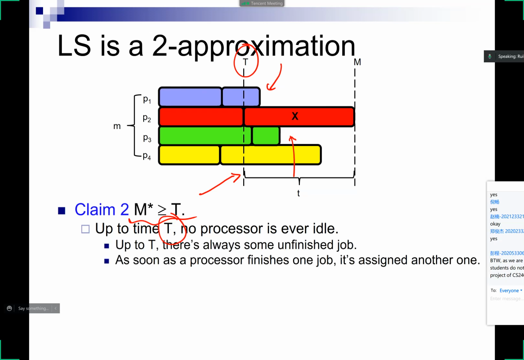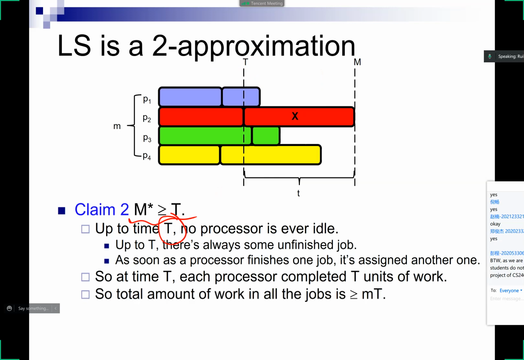The reason is because up until time capital T, you have at least one unfinished job, which is capital X. So if, let's say, P1 became idle at this time point, then because you still have this X job left over, you would simply give that job to P1. So if any processor becomes idle before time big T, that processor could be assigned some job, and then it would not be idle anymore. So up until when the final job starts, no processor can be idle.